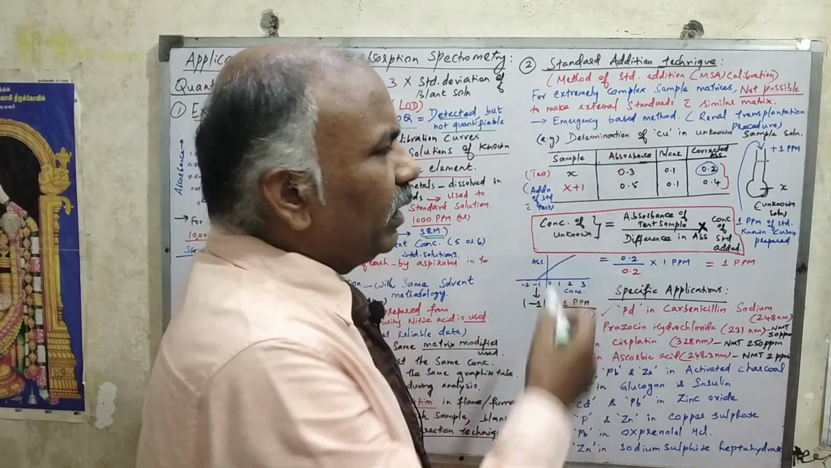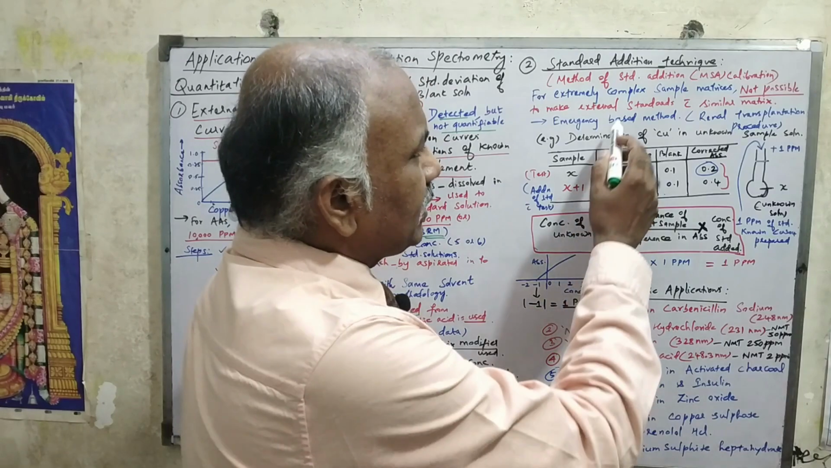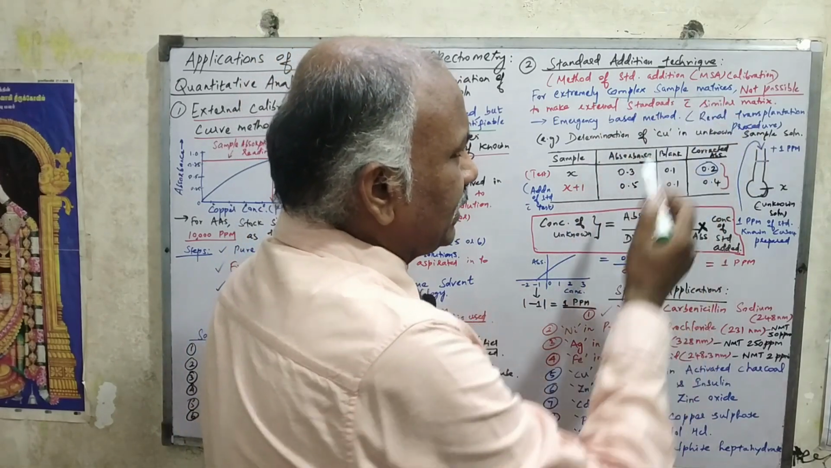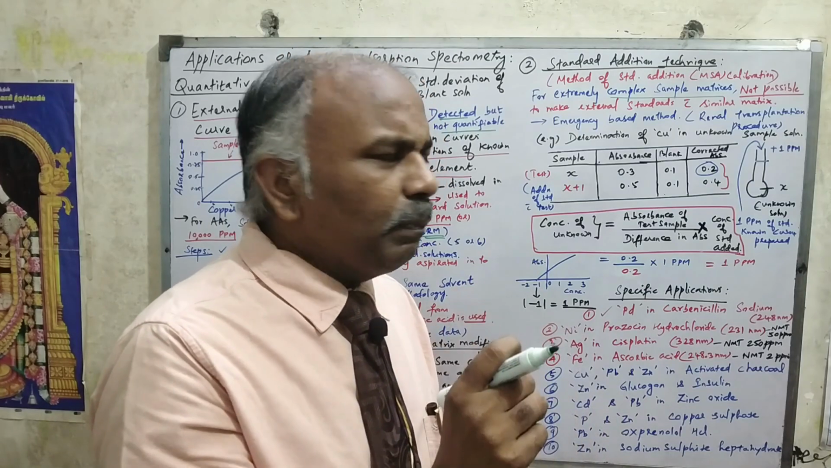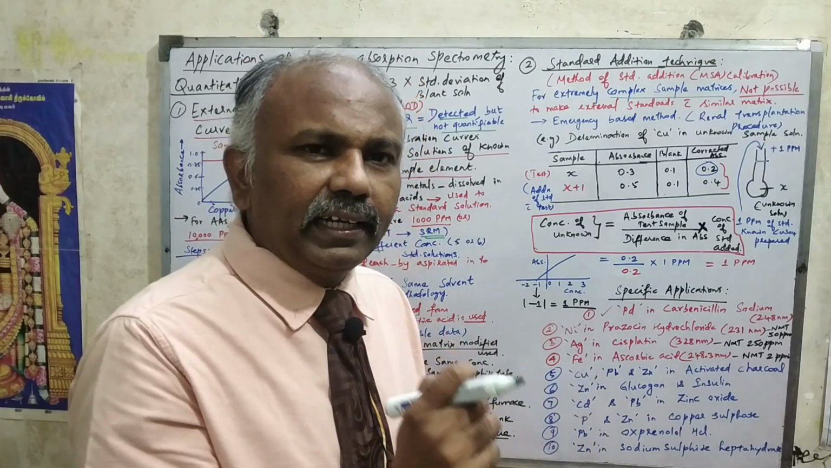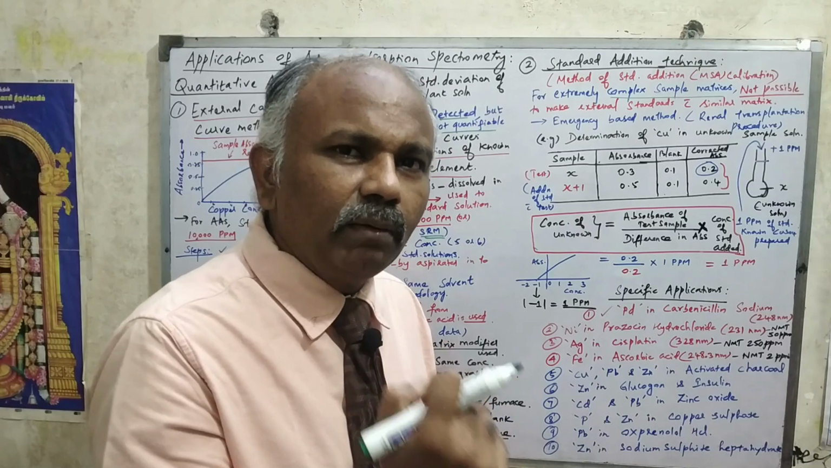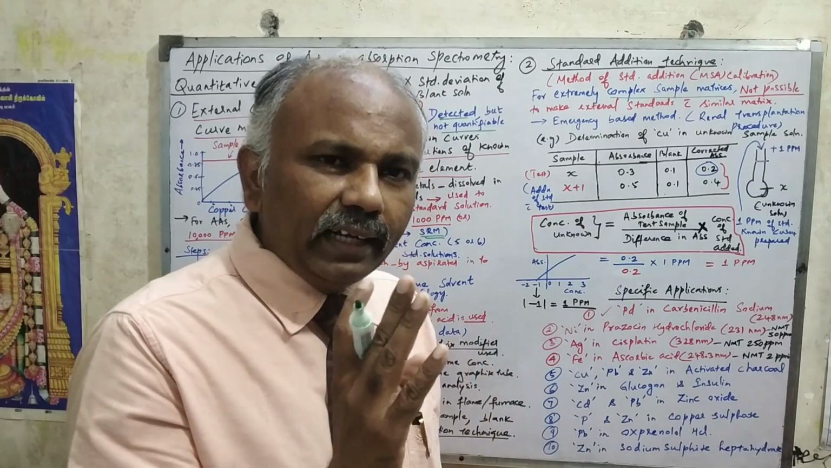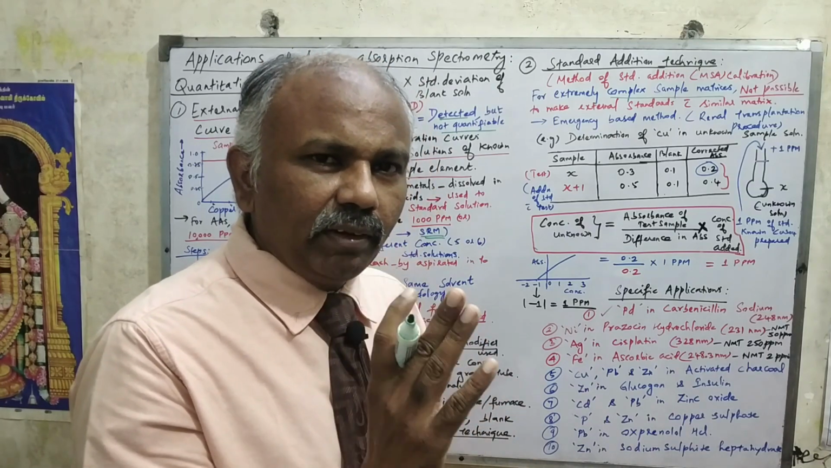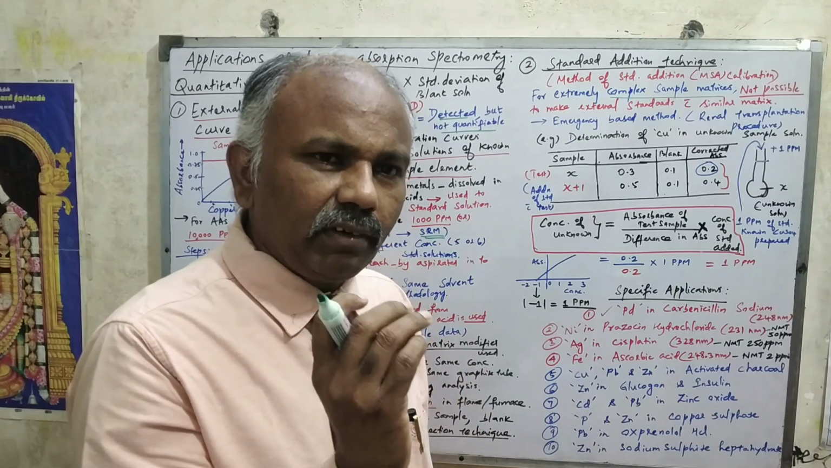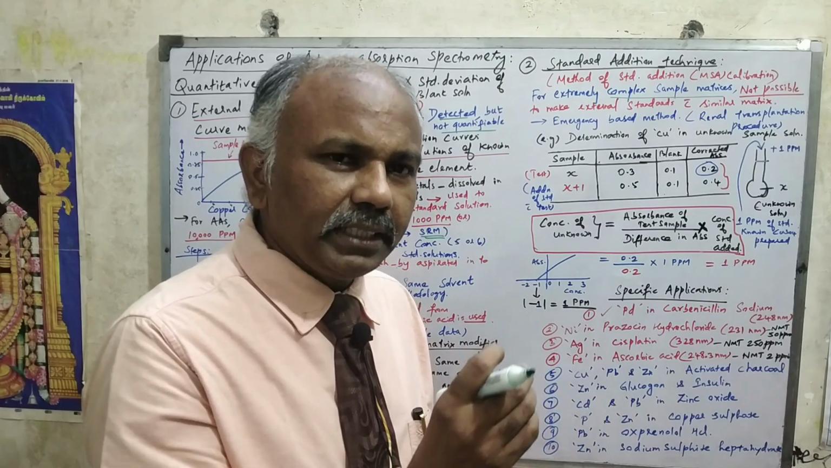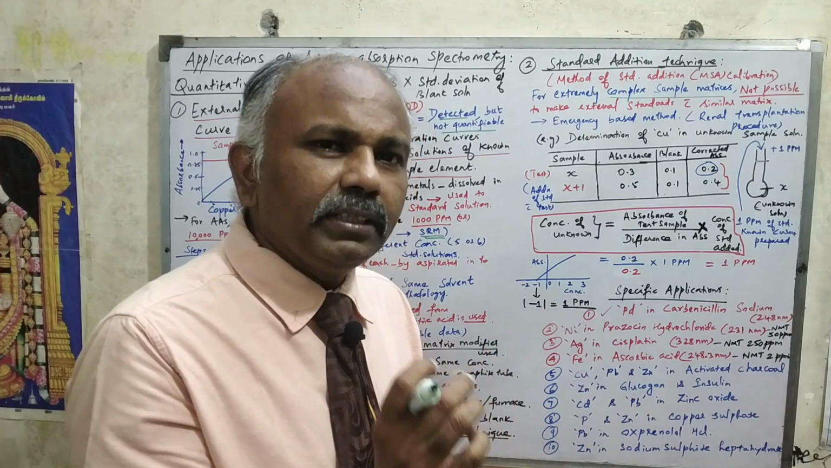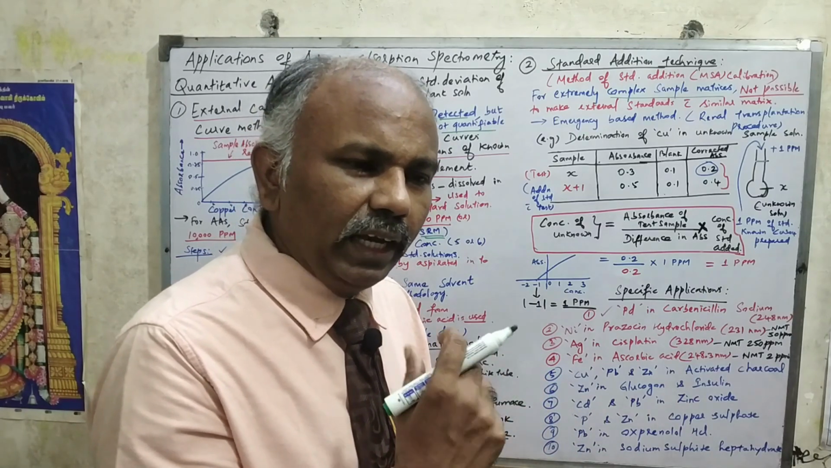So why are we using this technique? For extremely complex sample matrices, it is not possible to make external standards with a similar matrix. It is not at all feasible. So in those conditions, when you have extremely complex sample matrices, you always go for this standard addition technique. We also call it the MSA calibration technique because it is an emergency based procedure. Very fast, you can see.